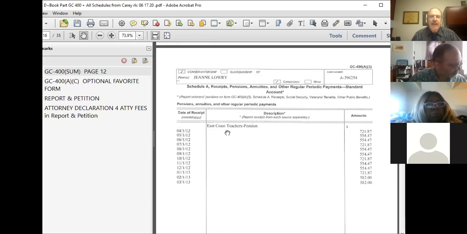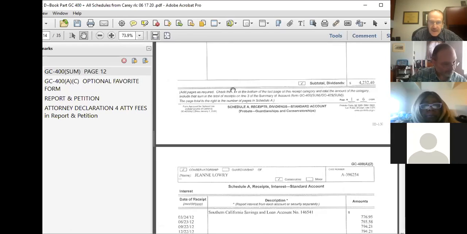And you don't have to rename the description for each account, each transaction. That's not required. I'm looking here and trying to see if I skipped a page.